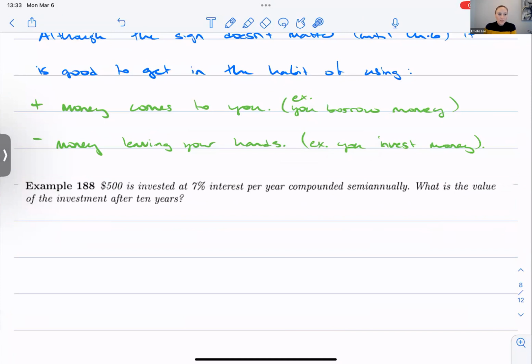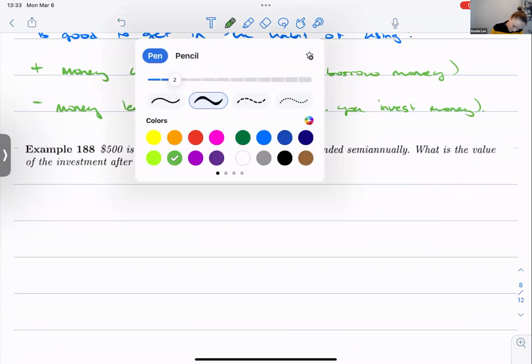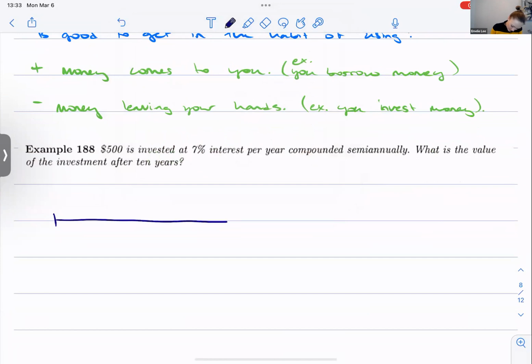So $500 is invested at 7% interest per year, compounded semi-annually. What's the value of the investment after 10 years? Now, this is a simple problem, right? Especially compared to the one that we just did, but this is just to practice using the time value of money formulas of your calculator.